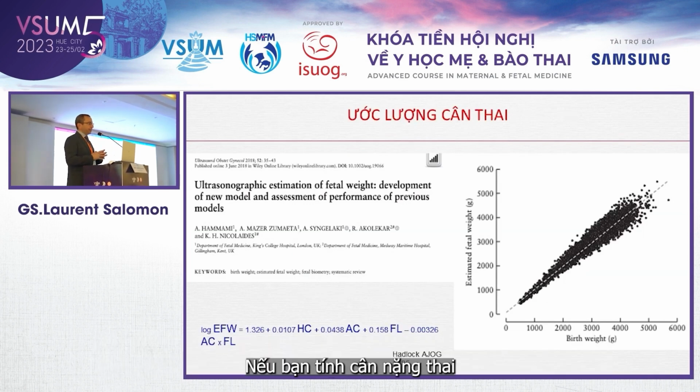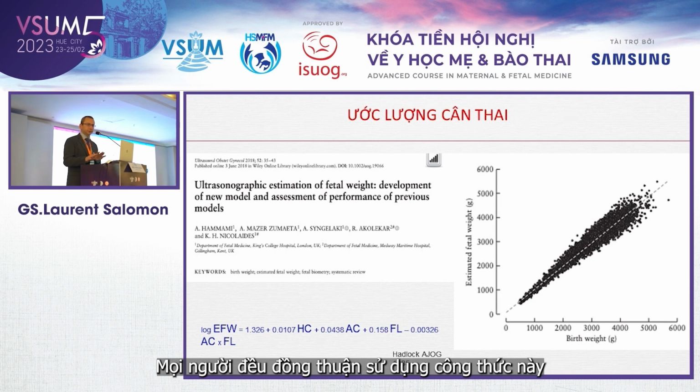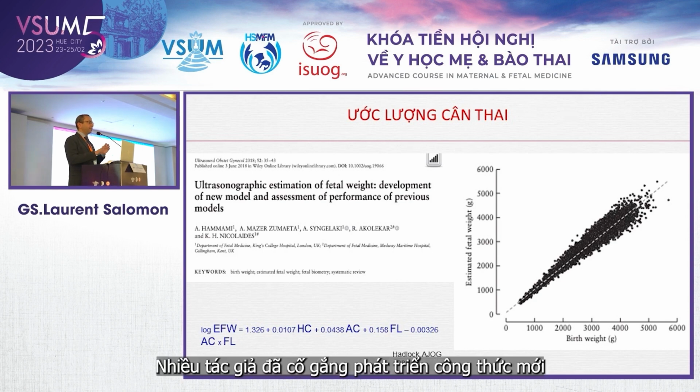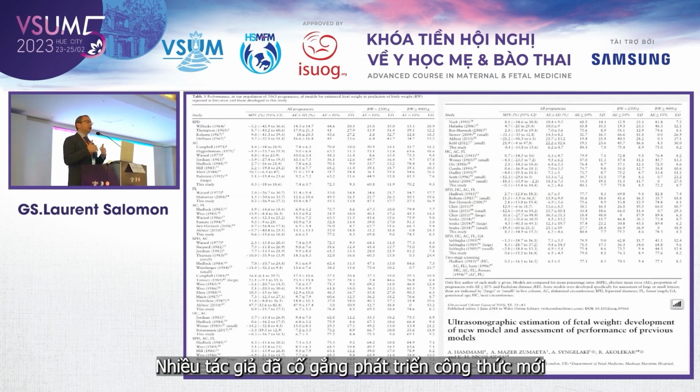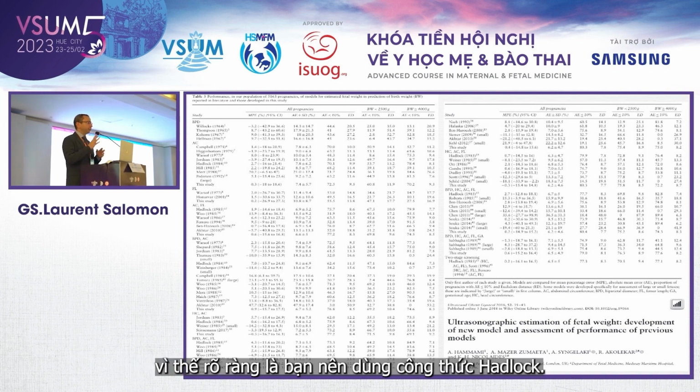If you are to compute estimated fetal weight based on biometric measurement, it's very easy. You should use the 3 parameters Hadlock formula that is shown on this slide. There is a clear consensus from everybody to use this formula, which is the one that performs the best, and it's impossible to do any better at that stage. Many authors have tried to publish new formulas that could compete with the Hadlock one, but no one managed to perform any better than the 3 parameters Hadlock formula, which is definitely the one that you should be using.